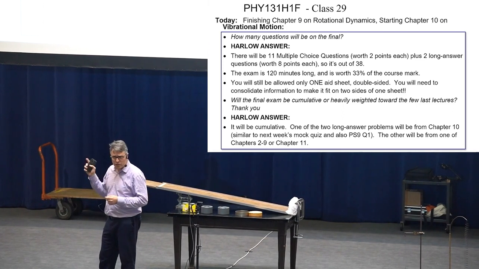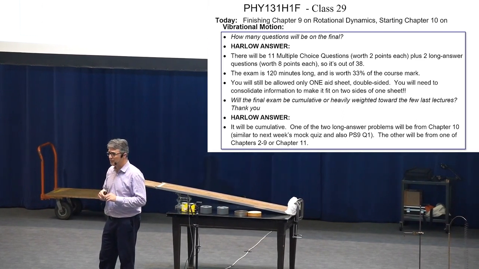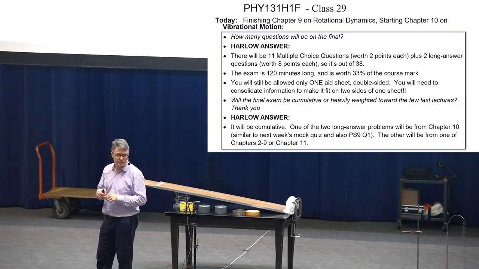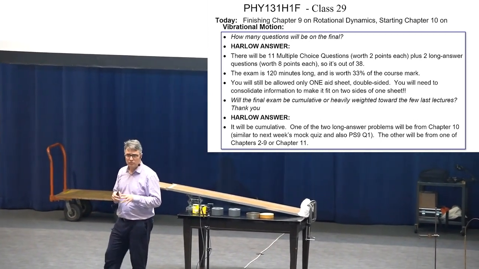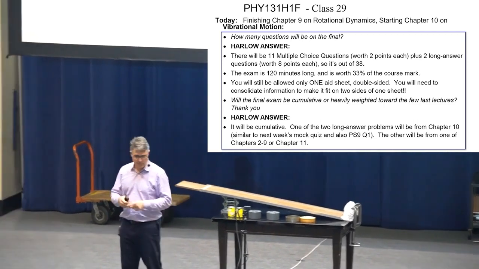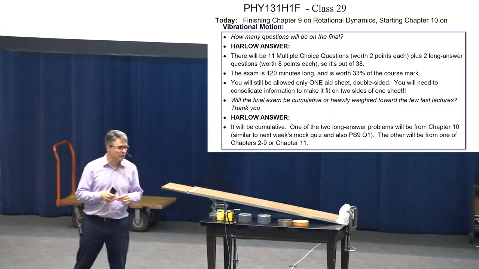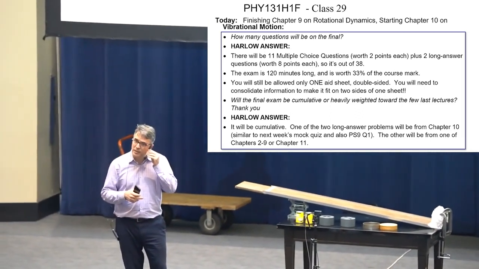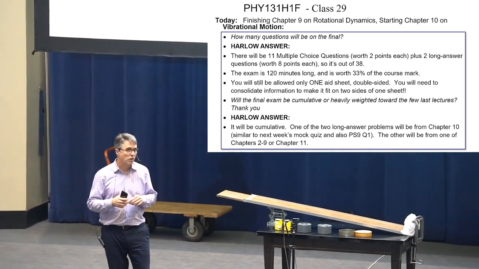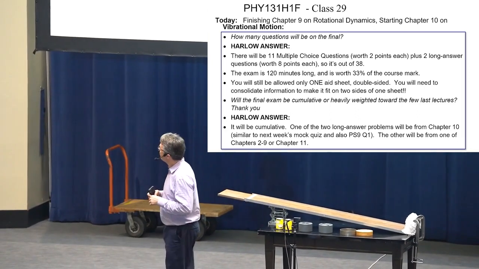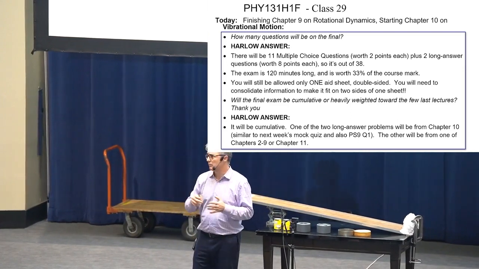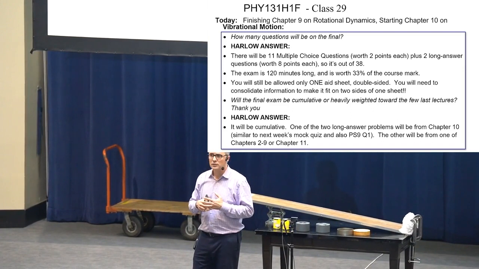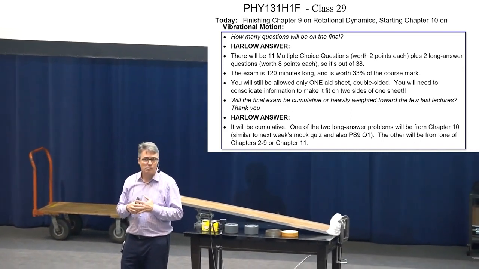A couple of questions on the pre-course survey about the final exam, like how many questions are going to be. It's a bit longer than a term test and worth a bit more than a term test, but it's 2 hours. So there'll be 2 of the long answer questions. One of them will be from this chapter 10, because that's what we're going to be doing next week. Actually, is practicing writing out chapter 10 problems for the mock quiz. But it's a cumulative final exam, chapter 1 through 11. We do the whole course. It's pretty evenly spread otherwise.